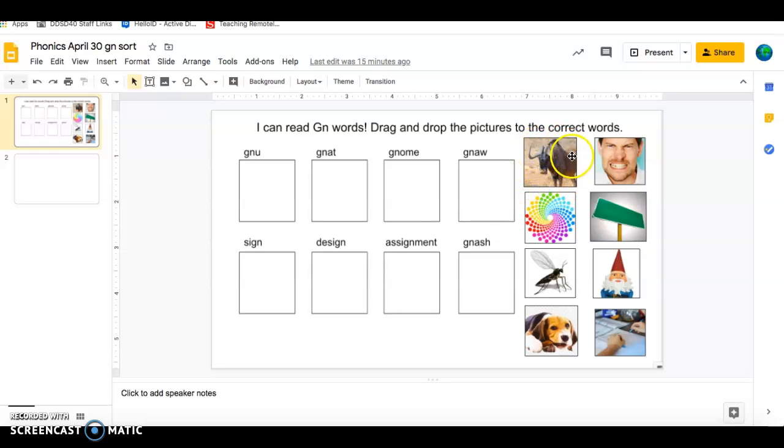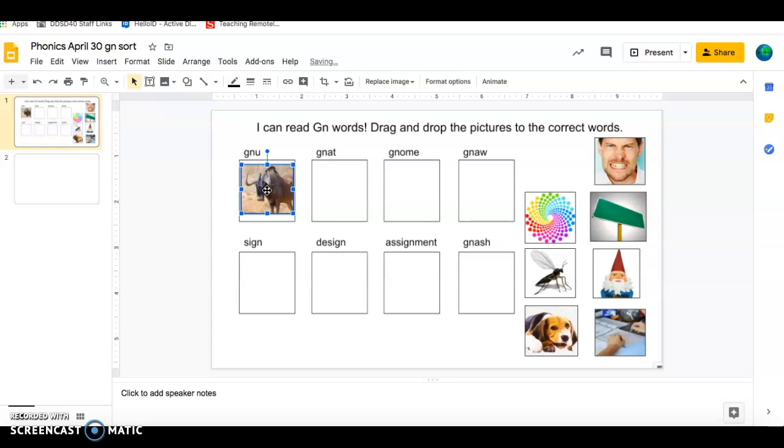This is gnu. Gnu is a type of animal. So if this is a gnu, over here, this is gnu. Gnu. So, I drag this and drop it here. So that picture is gnu. So my turn. Gnu, your turn.